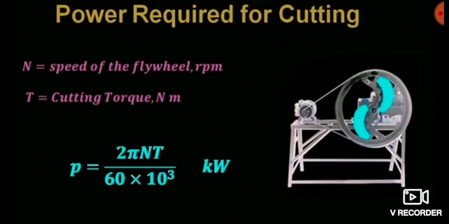Now friends, you can see the next portion, power requirement of chaff cutter, means power requirement is cutting. Friends, this is nothing but 2 pi nt by 60. Very simple it is. I think all of you know this formula.